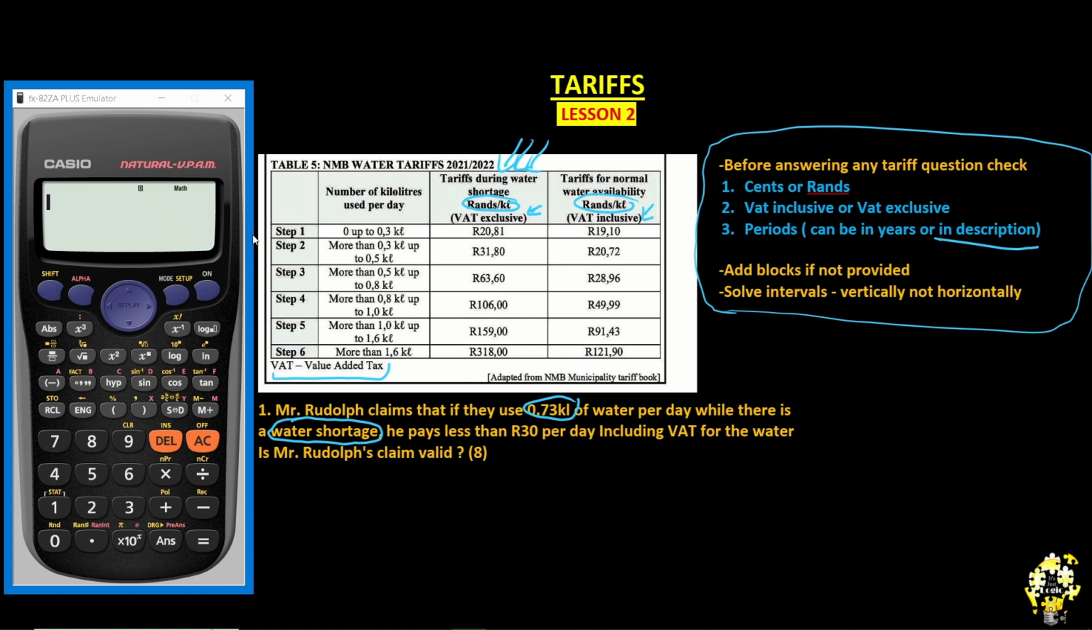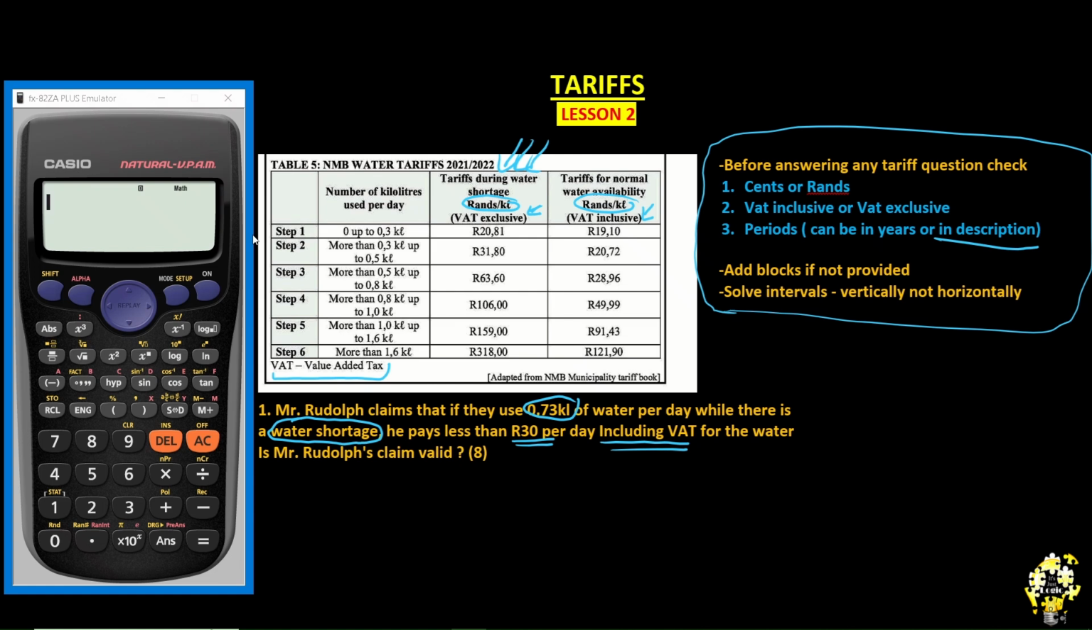He pays less than 30. So he says that he pays less than 30 rands per day, including VAT. This particular period is VAT exclusive. He says that he's going to pay less than 30 rands per day, including VAT, for the water. Is Mr. Rodolph's claim valid?